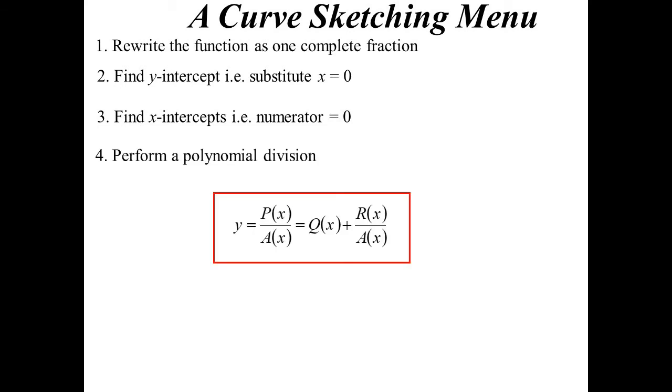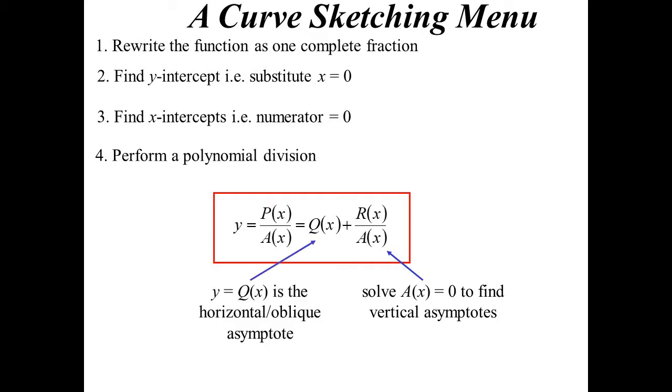Then you go and do a polynomial division, and your function will now look something like this. Instead of being a polynomial over a divisor, you get the quotient plus the remainder over the divisor. Now, when it's in that format, that tells you a lot of information. So the bottom of the fraction, we know the bottom of the fraction can't equal 0. So if we solve that equals 0, that'll tell us where the vertical asymptotes are.